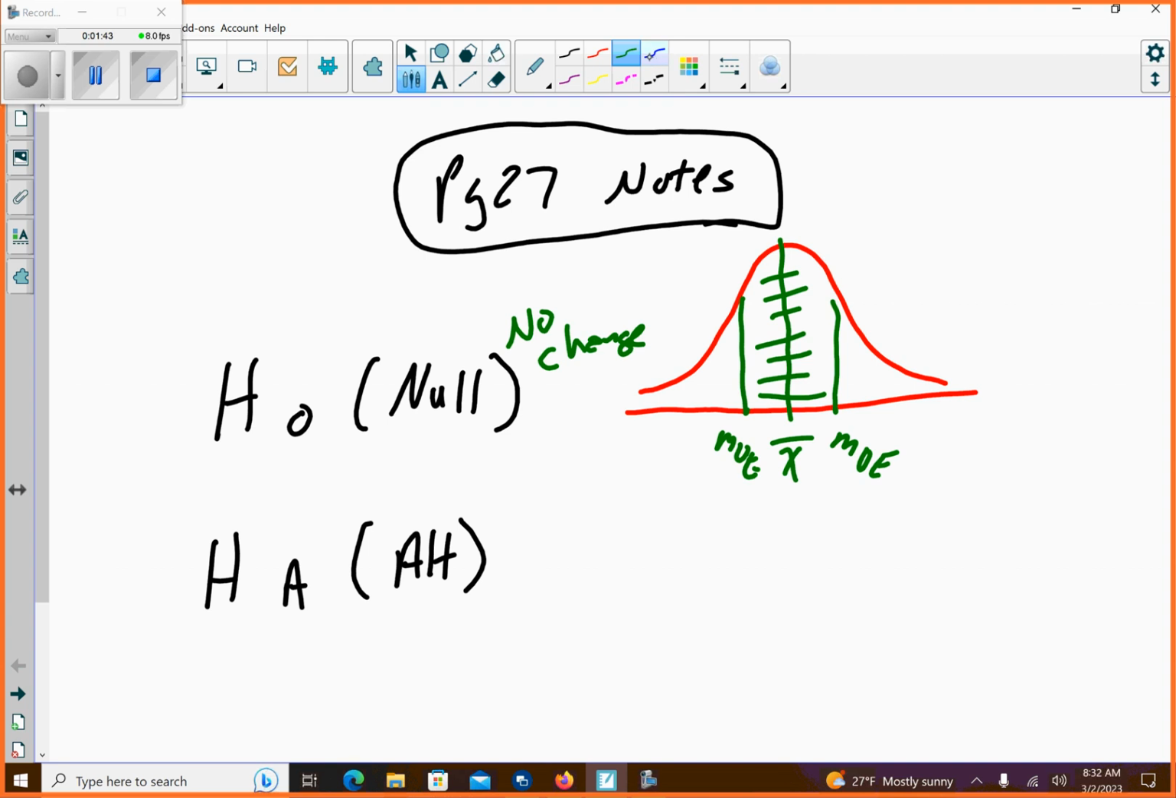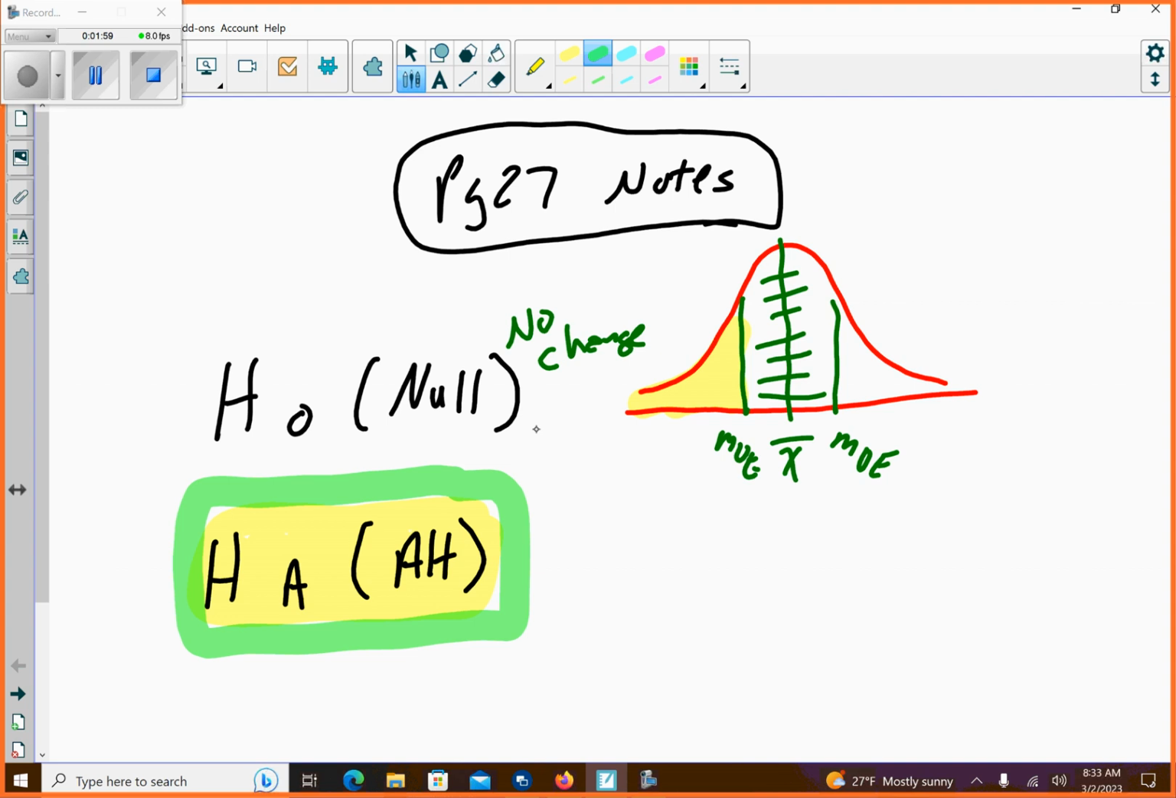So I'm going to make this yellow, and I'm also going to make it green. If you created a null hypothesis and there's no change, and then you created your alternative hypothesis that says this will be less than, you're talking about the yellow. If you said this will be greater than, you're talking about the green.